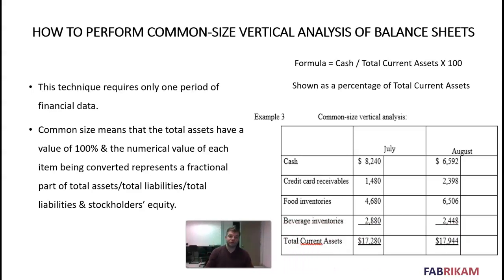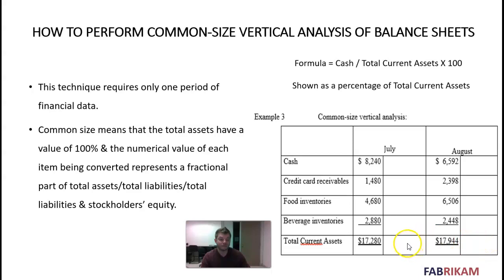Next one is a vertical analysis. So this one only requires a single period of financial data, and we've already kind of been doing it when we are looking at income statements and balance sheets and looking at percentages. So the formula for this one here is cash, well, as an example, is the cash divided by total current assets. Now, what it is doing is that we are looking for a vertical analysis of all of our current assets and the percentages that make up the total current assets. So total current assets, as far as the percentages, will both be 100%.